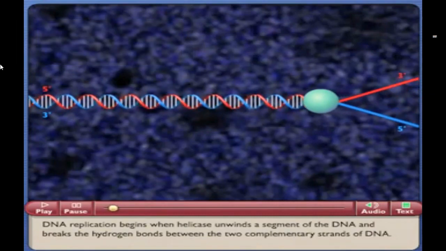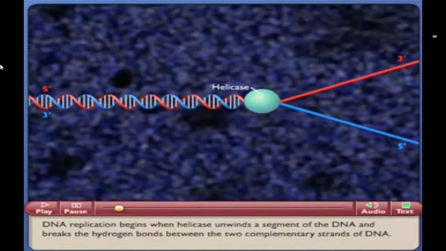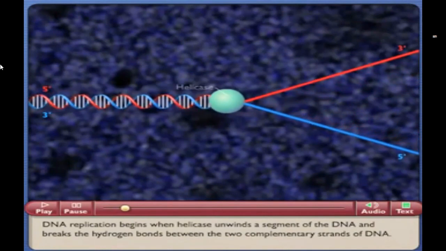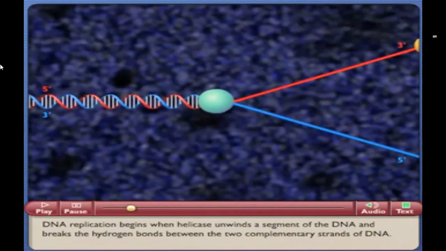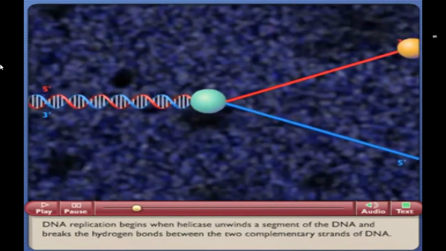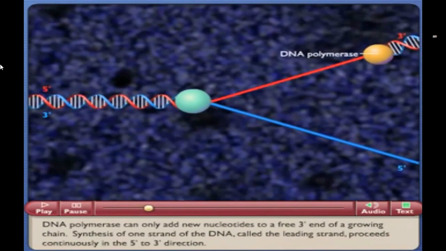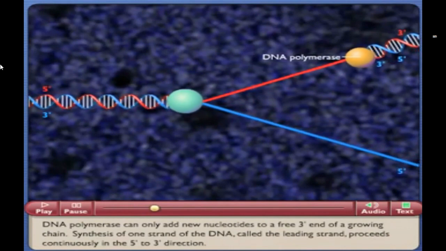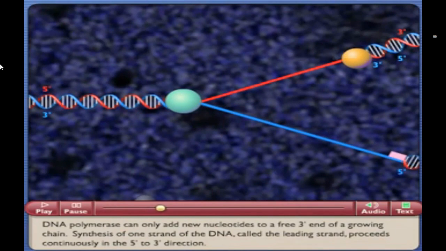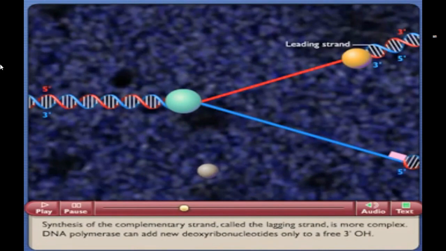DNA replication begins when helicase unwinds a segment of the DNA and breaks the hydrogen bonds between the two complementary strands of DNA. DNA polymerase can only add new nucleotides to a free 3' end of a growing chain. Synthesis of one strand of the DNA, called the leading strand, proceeds continuously in the 5' to 3' direction. Synthesis of the complementary strand, called the lagging strand, is more complex.